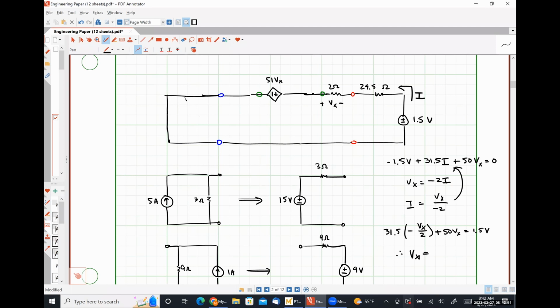And let's throw this in my numerical solver since my brain doesn't seem to be working very well this morning and I don't want to make another simple mistake. 31.5 times negative x over 2 plus 50x is equal to 1.5. Solve for x. 43.796 millivolts.